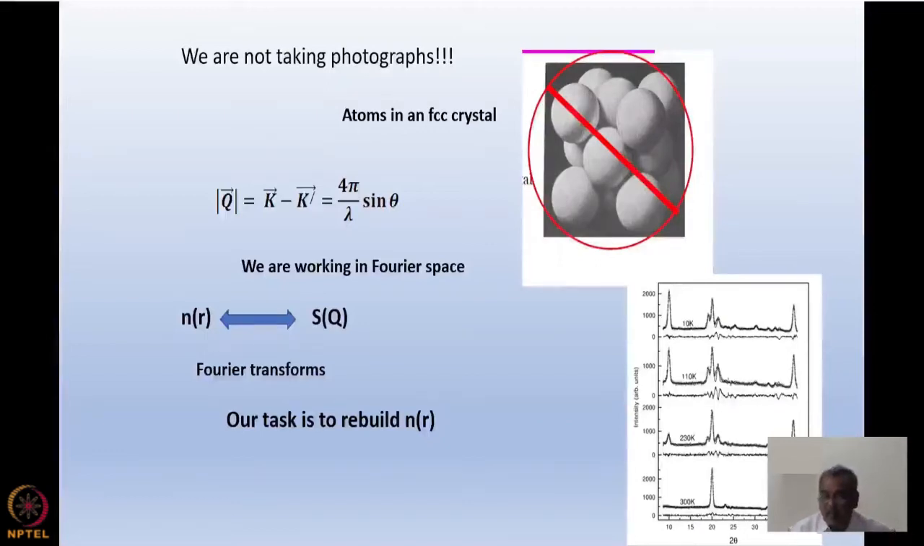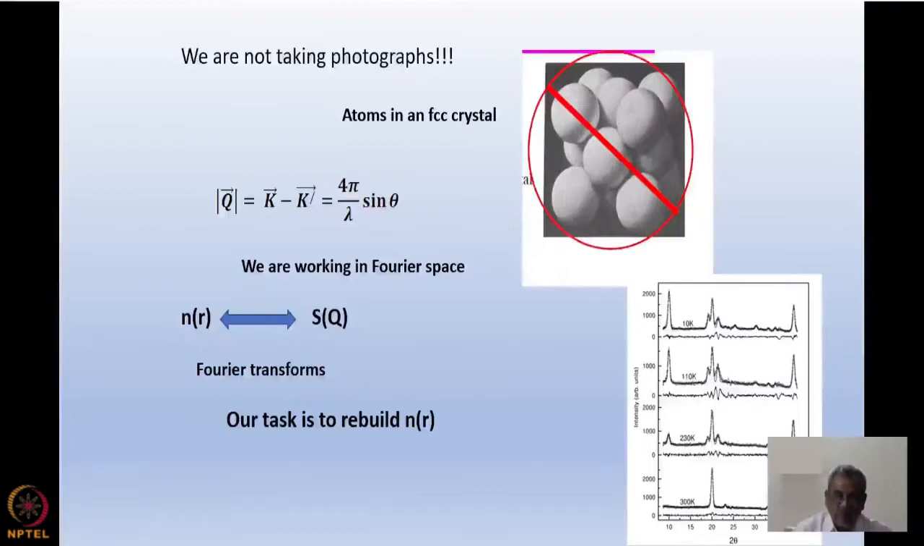In all your diffraction experiments, you can see on the right bottom, I show a typical diffraction pattern of some samples at various temperatures. So you get this kind of patterns, which are actually caused by the diffraction. And the diffraction peaks signify various crystallographic arrangements, like the one I showed as a photograph. So we are working in the Q space, known as the scattering law.